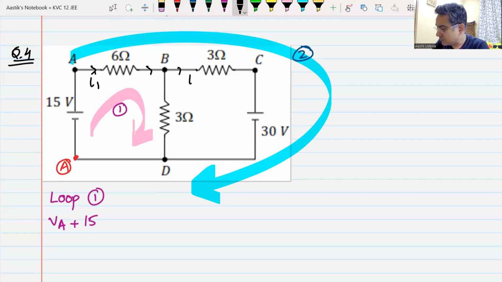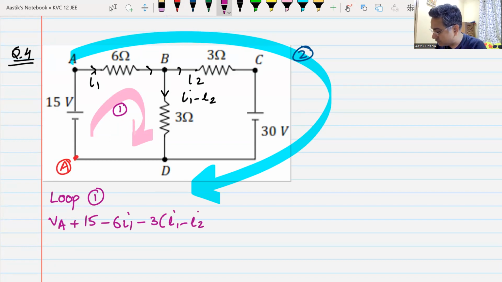I1. At last you got 5? Good. VA plus 15 minus 6 I1 minus 3 times (I1 minus I2) would be equal to VA. This is the loop equation for loop number 1.